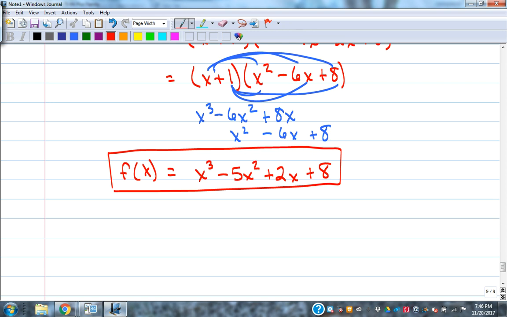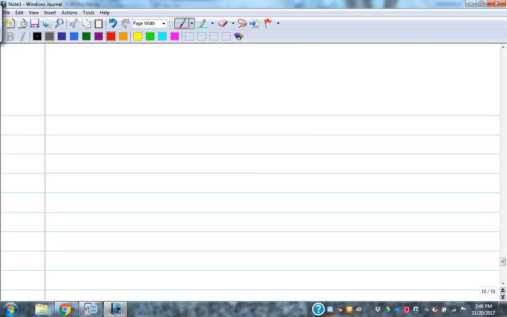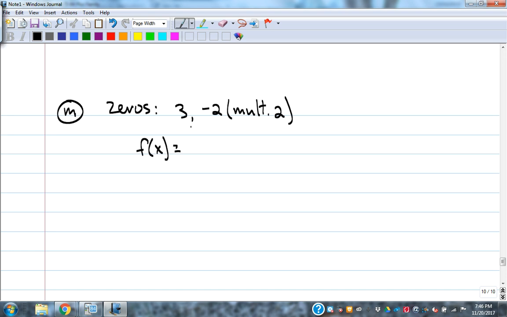Okay? So what if they tell us a little something different about that polynomial? Let's say they said that the zeros were 3 and negative 2 with the multiplicity of 2. So they usually abbreviate multiplicity with MULT. Okay. The only thing that changes about how you do things is how you set it up.